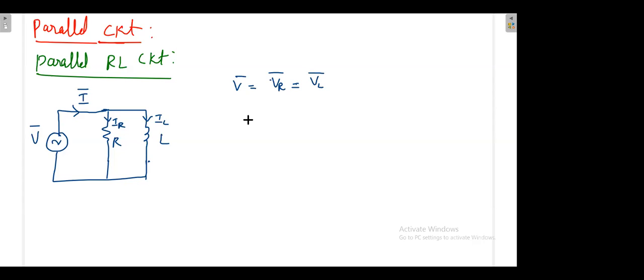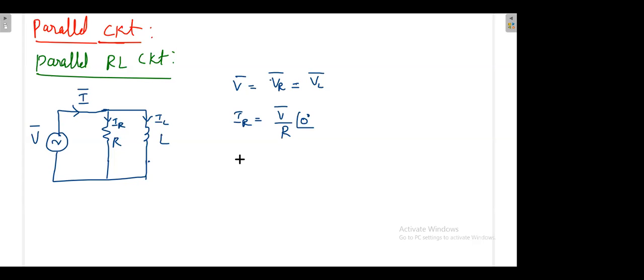Now the voltage is the same, but the current is different. I will find IR and IL separately. For IR, I already know the voltage across the resistor, that is V bar. So this is simply V bar divided by R, and there is no phase difference here because no phase shift is given. That's why I'm putting 0 degree.